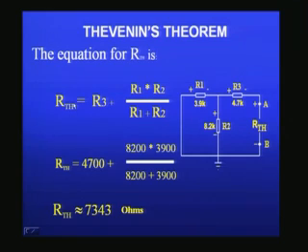R Thevenin is equal to R3 plus R1 into R2 divided by R1 plus R2. We have already seen that. In this case, it is R3 is 4700 ohms, 4.7 K, plus R1 R2 combination is 8200 multiplied by 3900 divided by 8200 plus 3900, and the effective resistance when you do the simplification is around 7.3 K. So, this is the R Thevenin.